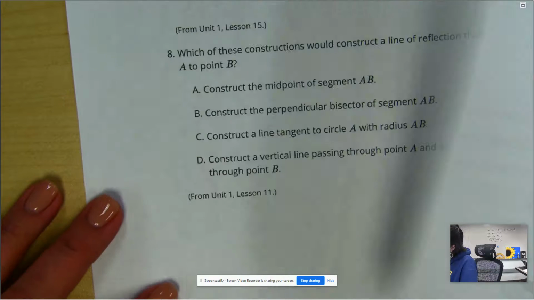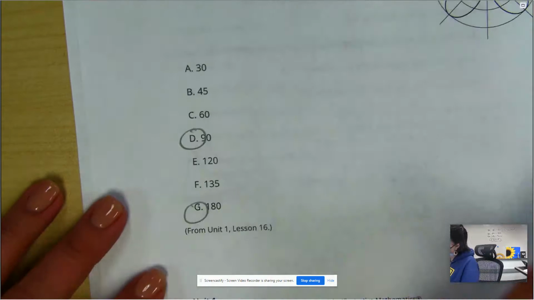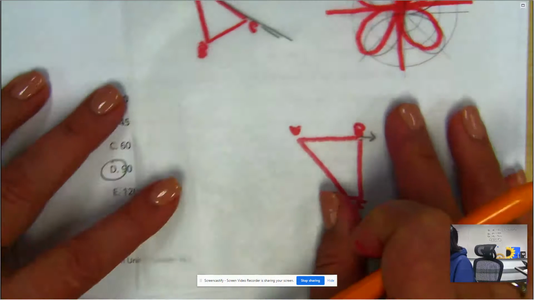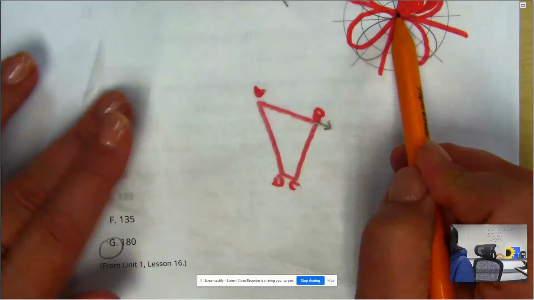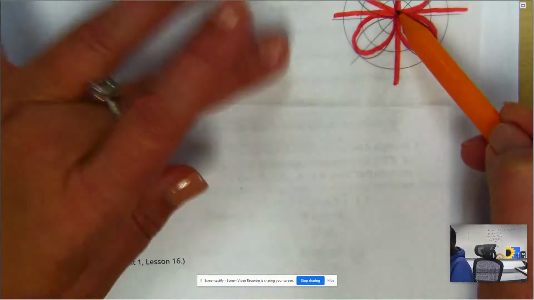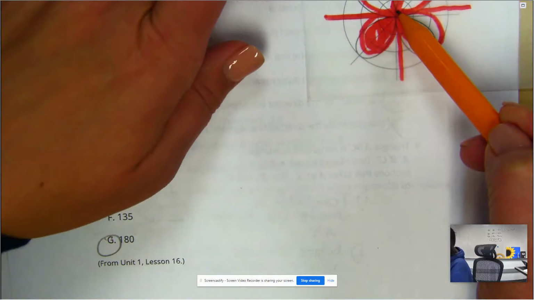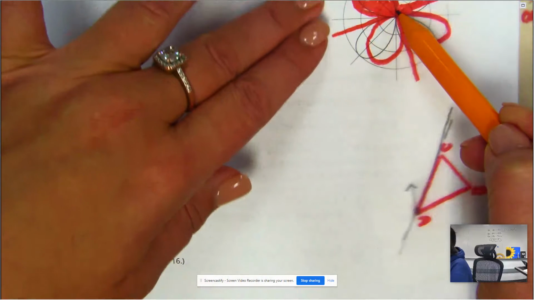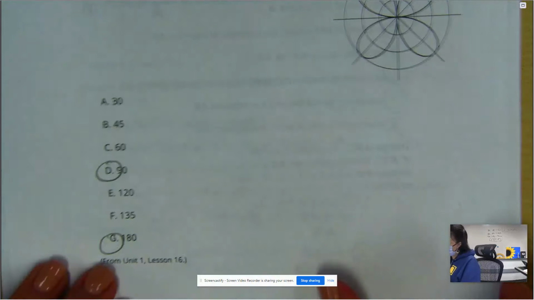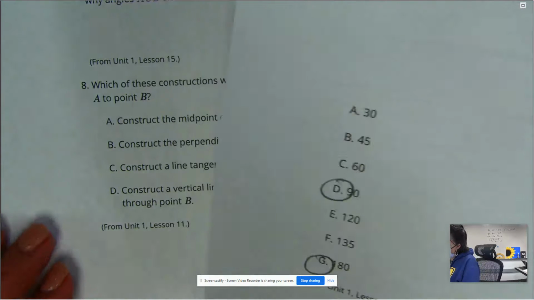Is 270 not a choice? 90, 180, 270. Huh, 270 is not a choice. All right, moving on. 5, we're skipping 6, 7, and 8 just because we're trying to get to the most important problems right now.